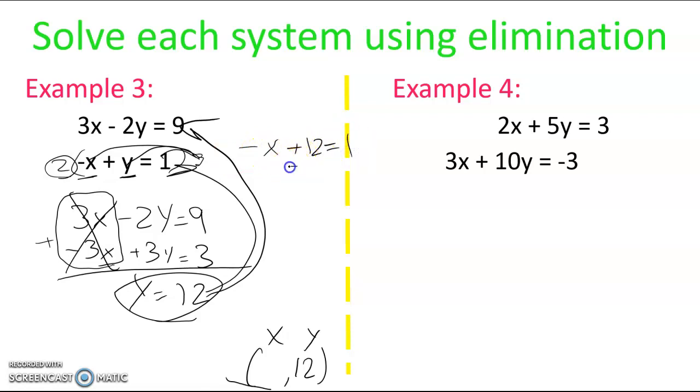I'm going to subtract the 12 on both sides to solve for x. You get negative x is equal to negative 11. Divide by negative 1 on both sides to get rid of that negative. We're going to get x is equal to 11. And that is our answer right there, okay?